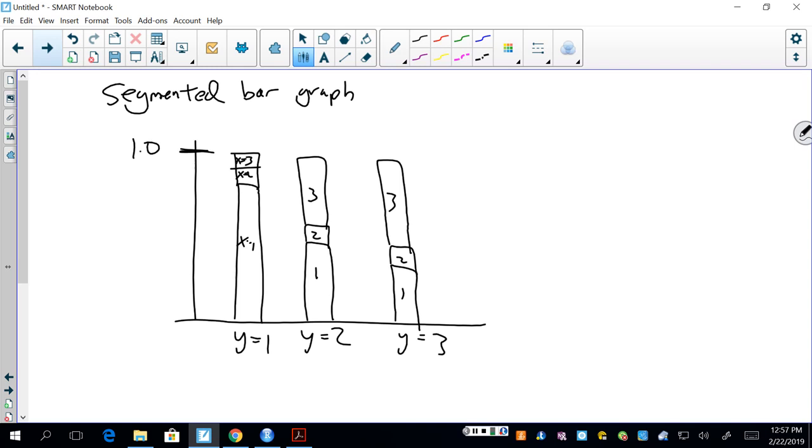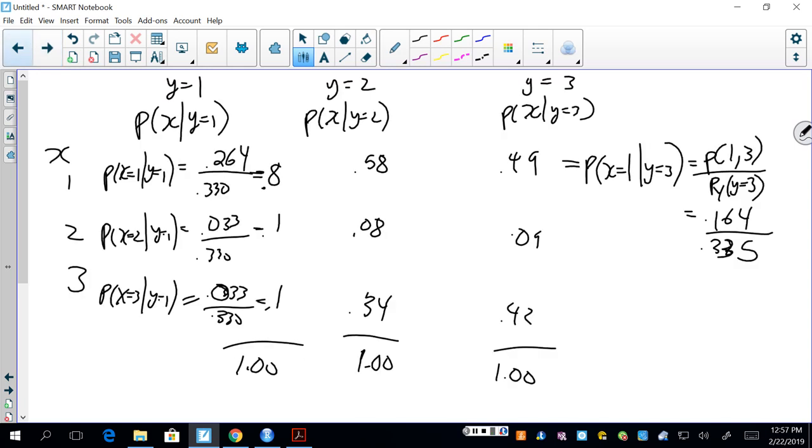The big values were unlikely for y equals 1, and so on. Those conditional probabilities kind of show a little bit of association there. Not terribly strong, but it's there.